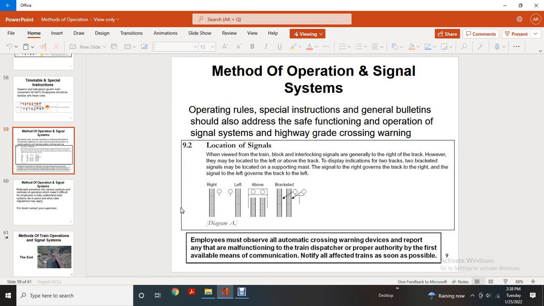Operating rules, special instructions and the general bulletin should also address the safety function and operation of the signal system, highway grade crossings, and the location of signals. Employees must also observe the crossing warning devices and report any malfunction to the train dispatcher or proper authority by the first available means of communication, notifying all affected as soon as possible.